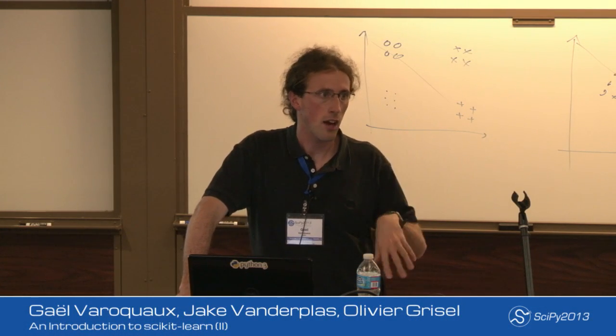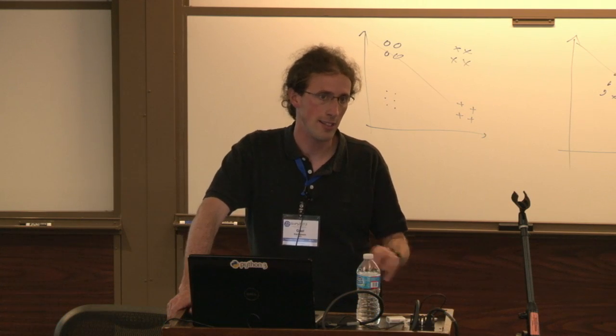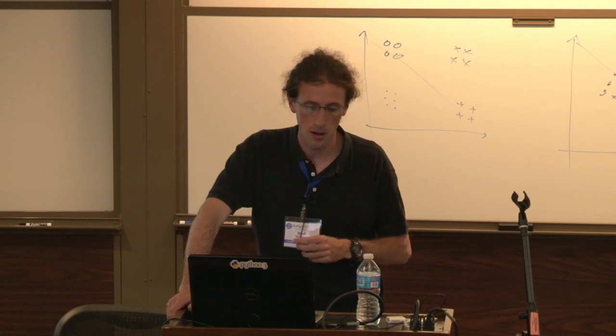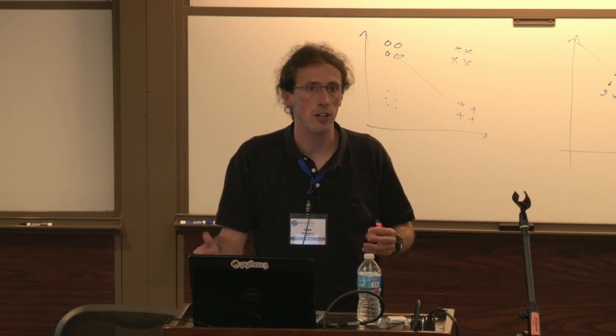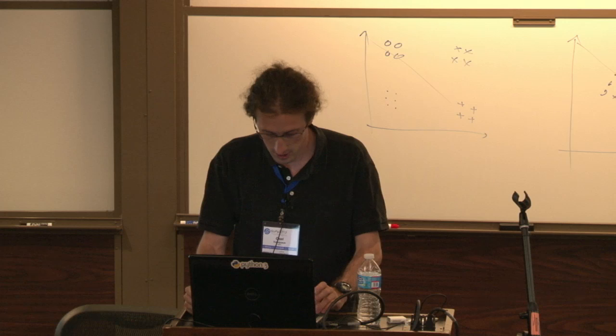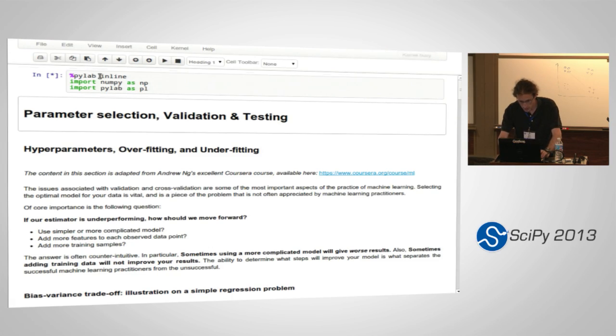Model selection, so setting hyperparameters, deciding if your model works well or not, deciding how you can improve your model. We're going to go a bit more in depth with a few specific estimators just to get you to know them better. And then we're going to move a bit towards working on bigger data sets because big data is very popular right now. All right, so I'm going to get started with how to set parameters to validate a model and to test it.